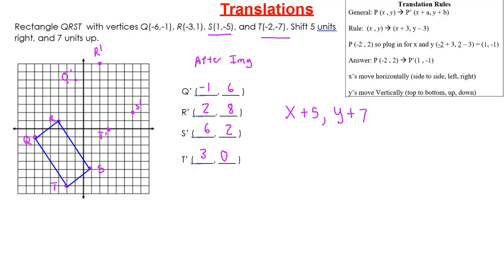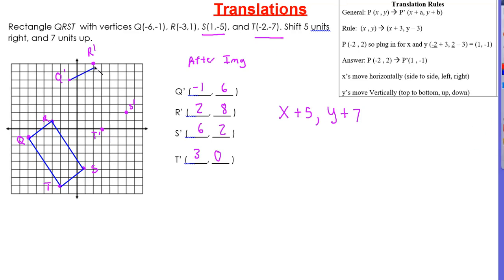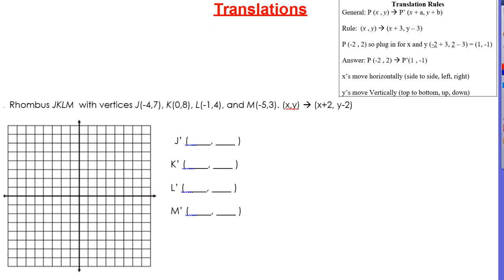Okay, so as you can see, the image looks exactly the same. If it's a translation, it's going to preserve congruency, right? That means the image is going to look exactly the same as the previous one. It's just going to be in a different area in space. Okay, let's go over another example.